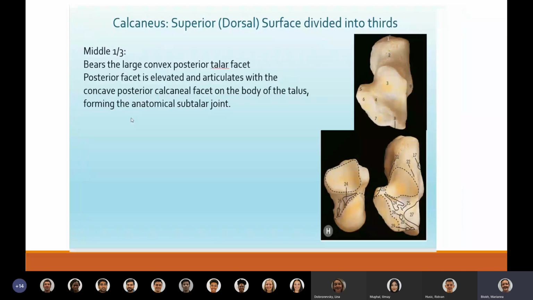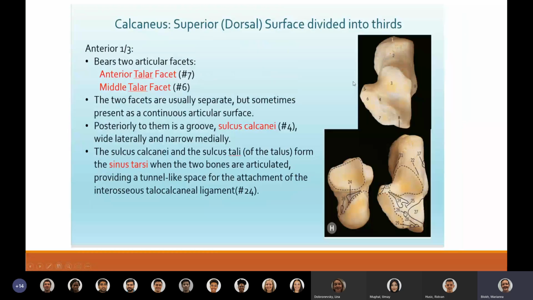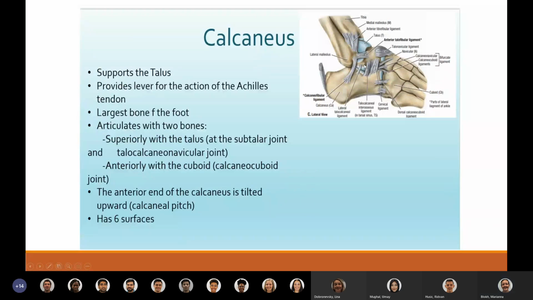Let me see, where is it? For example, when we have pathology and we have severe arthritis, the joint that we usually target to fuse, or throw a screw across, would be the posterior subtalar joint. We call that the subtalar joint, but it's technically the posterior subtalar joint. And that's the posterior calcaneal facet here, posterior talar facet here. This unit is fused.